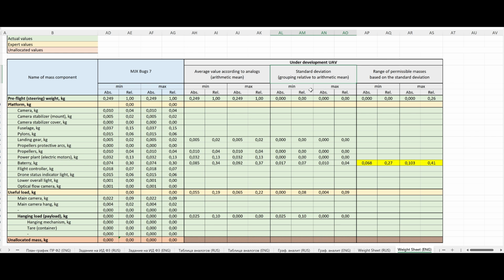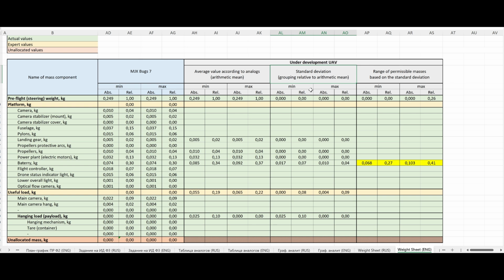So the range of average, mean and max, absolute and relative values of battery weight is from 85 to 92 grams and from 34 to 37% respectively. The standard deviation from the mean and max absolute values is 17 and 10 grams. Therefore, the battery mass of the unmanned aircraft vehicle under development, as a result of the design, can be in the range from 68 to 103 grams. In the first approximation, this will be considered normal.